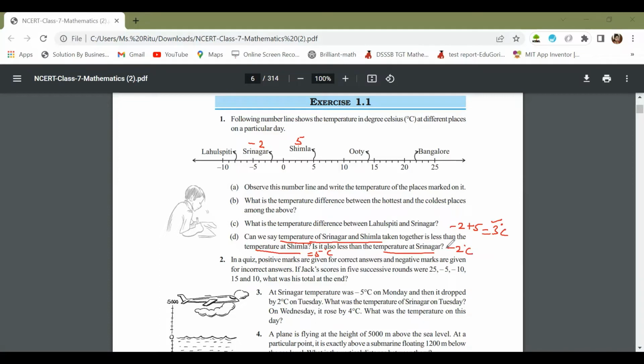It's more than that, right? So what will we write in this case? No, it is not less than the temperature at Srinagar because this is greater. So this is about question number 1. Let's switch to question number 2 from here.